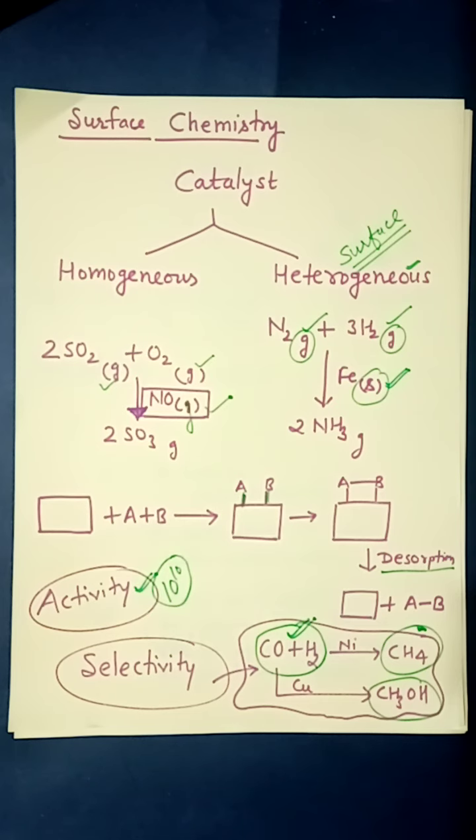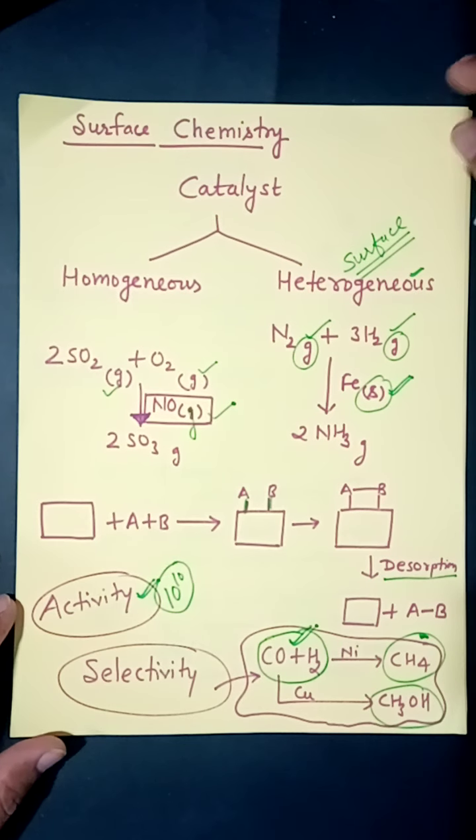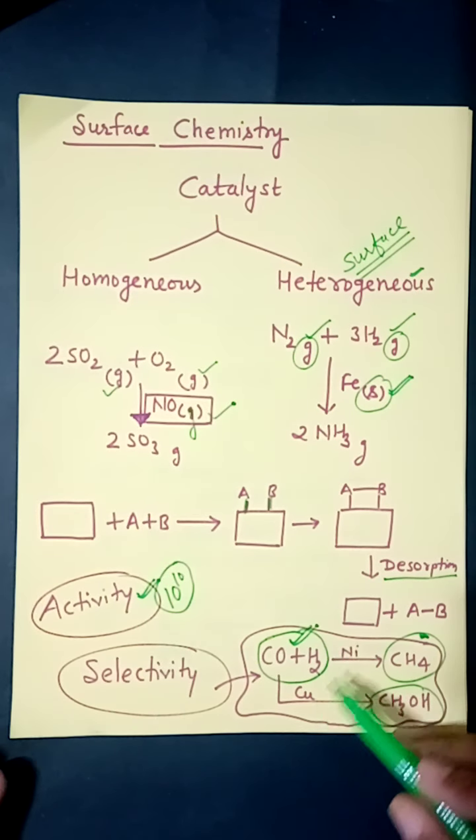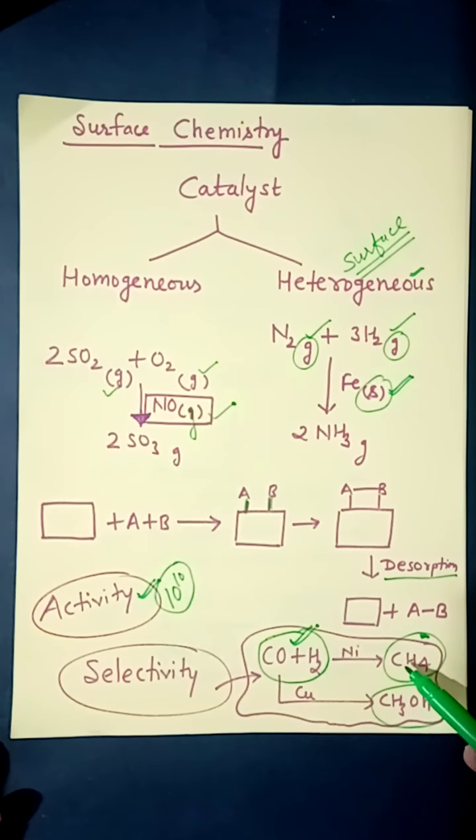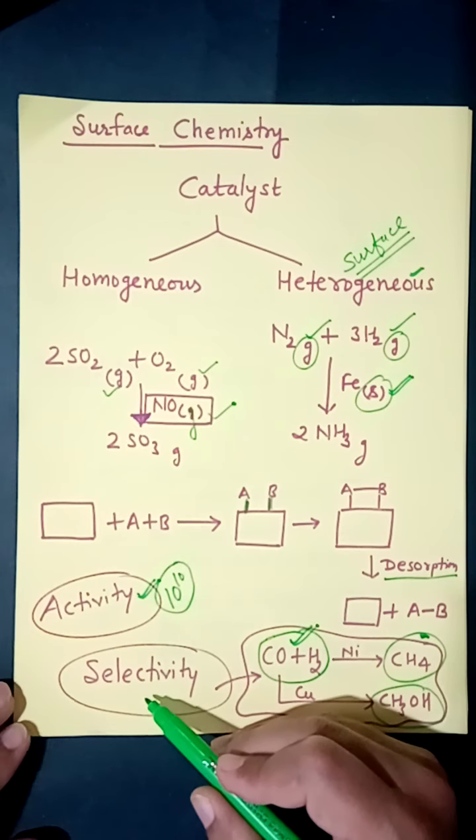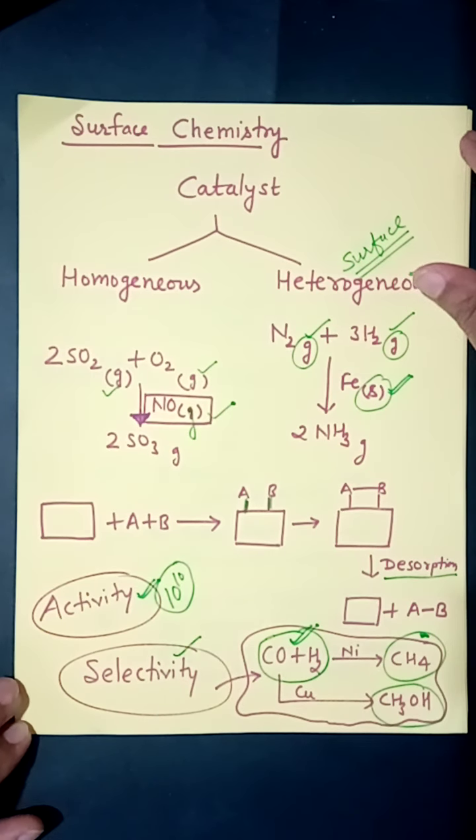This particular property of catalyst to direct a chemical reaction in order to get a certain specific product is known as selectivity. So catalysts not only increase the rate of reaction, but sometimes they decide the type of product also, and this particular property is known as selectivity.